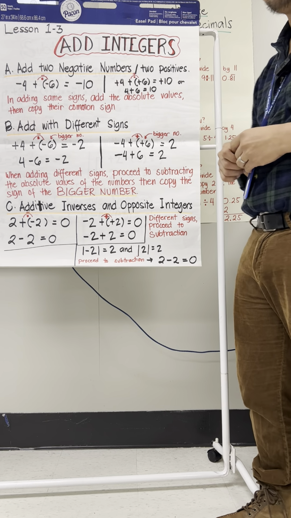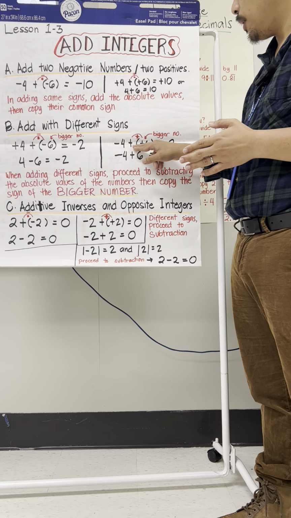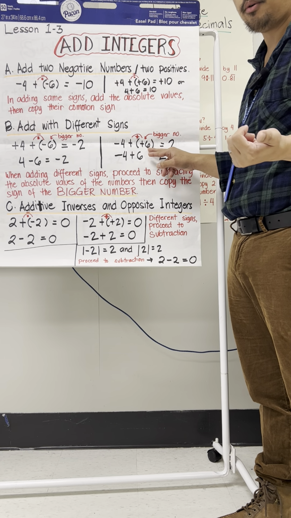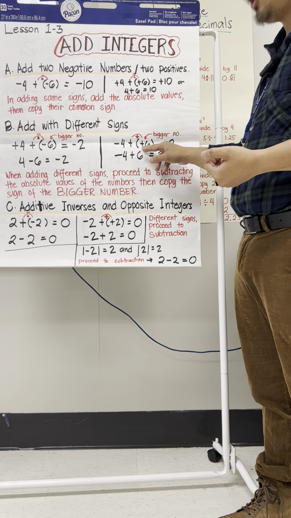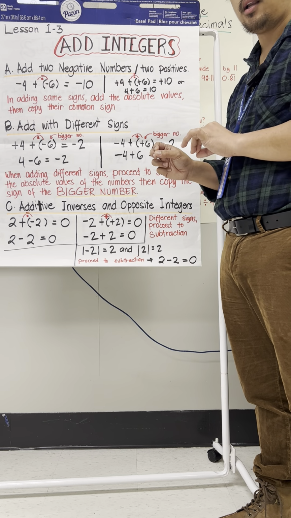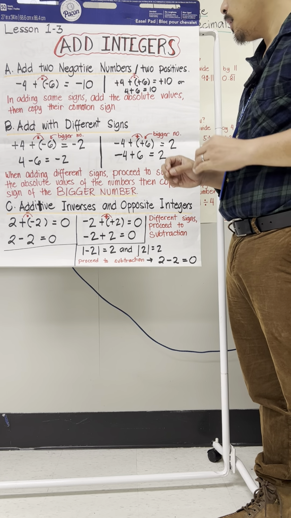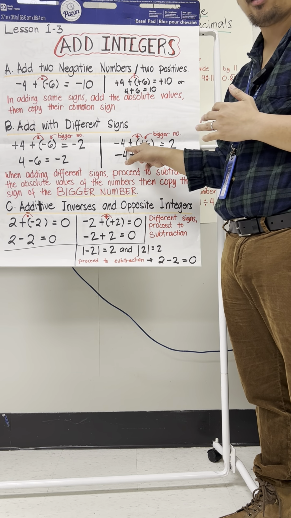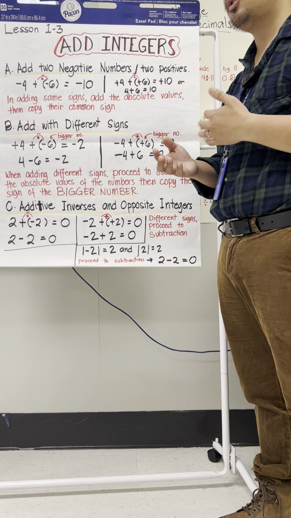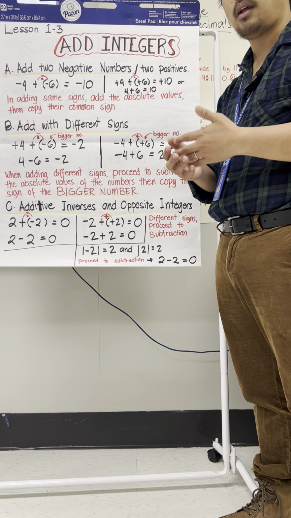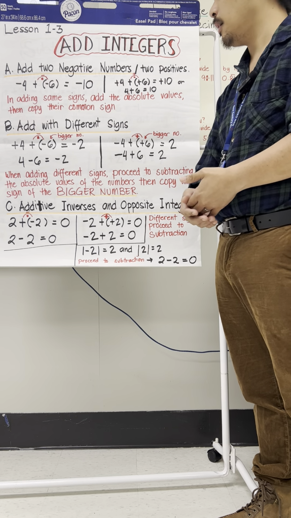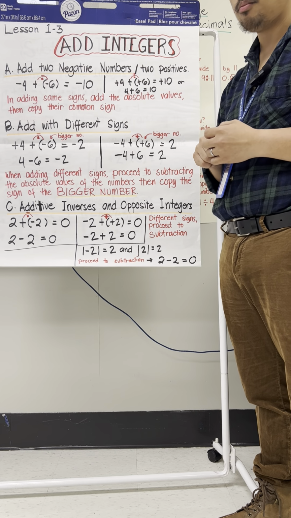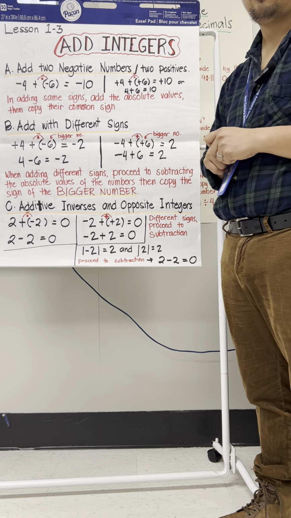Now here we have a -4 added with a +6. Now in this case, 6 still holds the bigger number, correct? So therefore, our answer will be positive because 6 is positive. Now we will still follow the same rule. Since both of these addends have different signs, we will proceed with subtracting the absolute values. So therefore, 6 minus 4 turns out to be a 2.